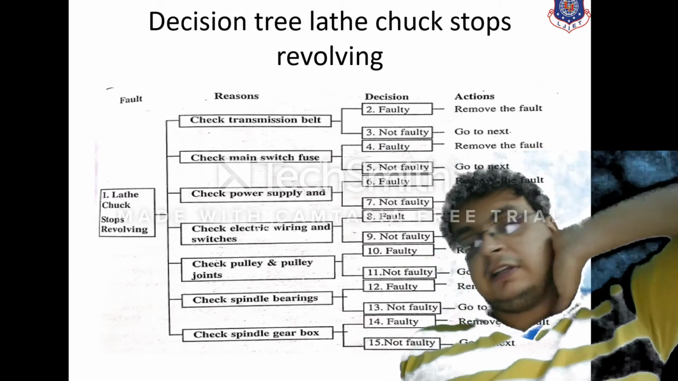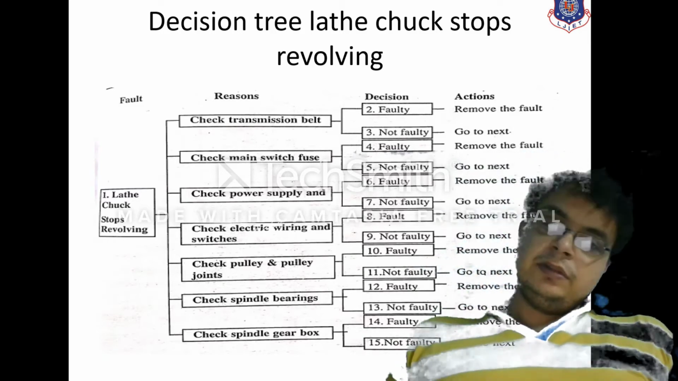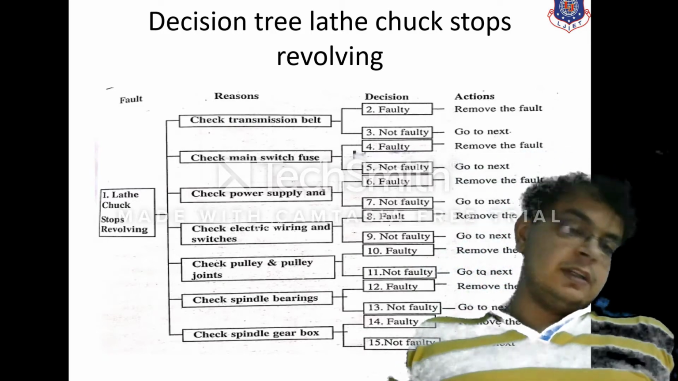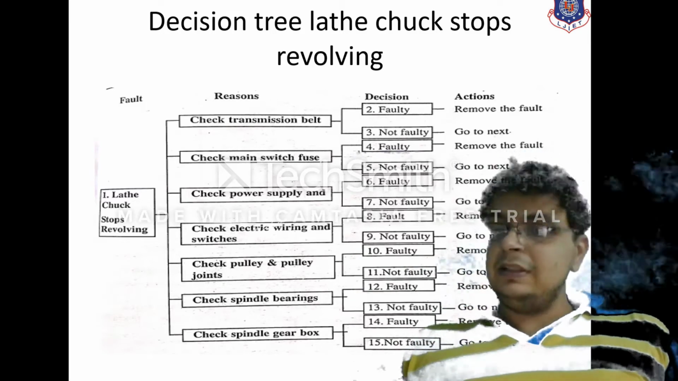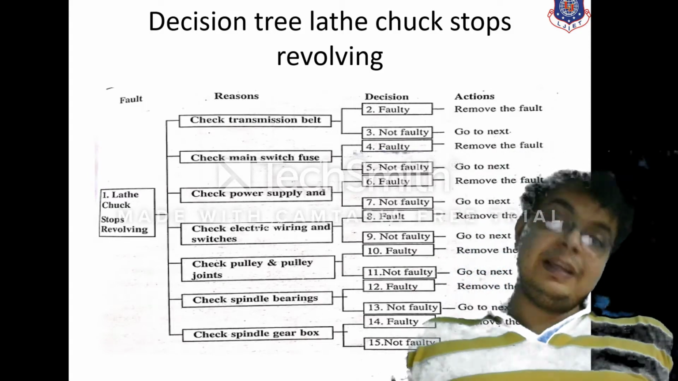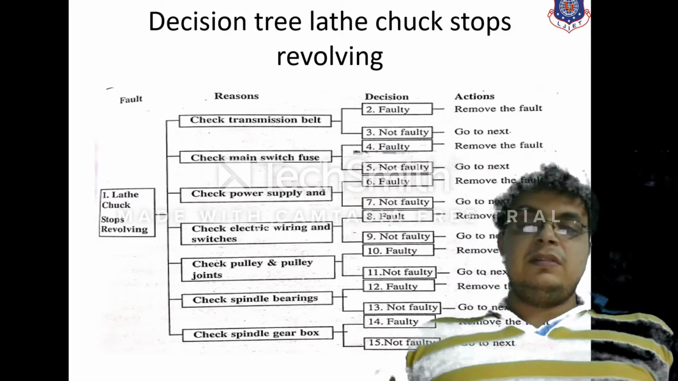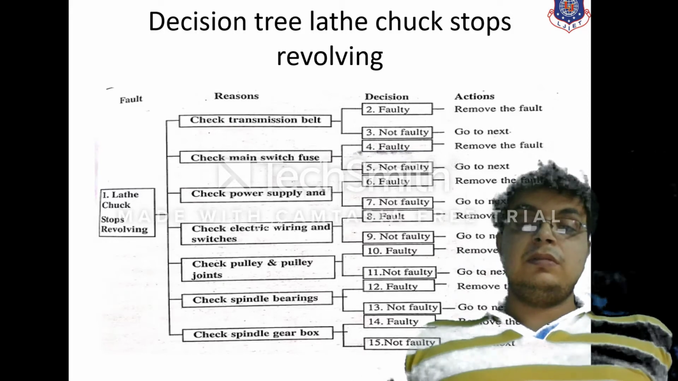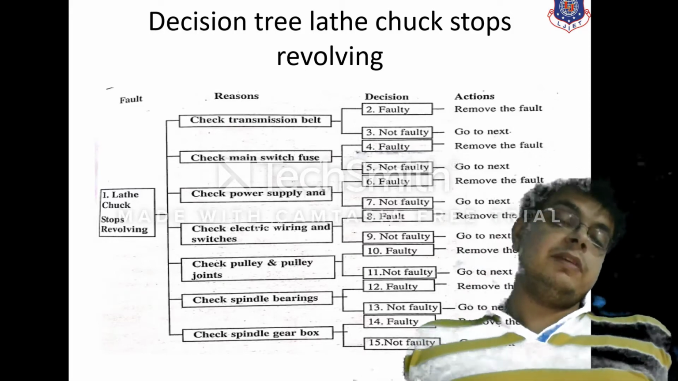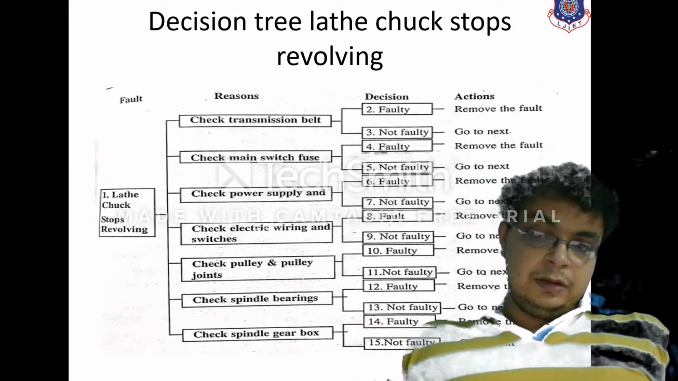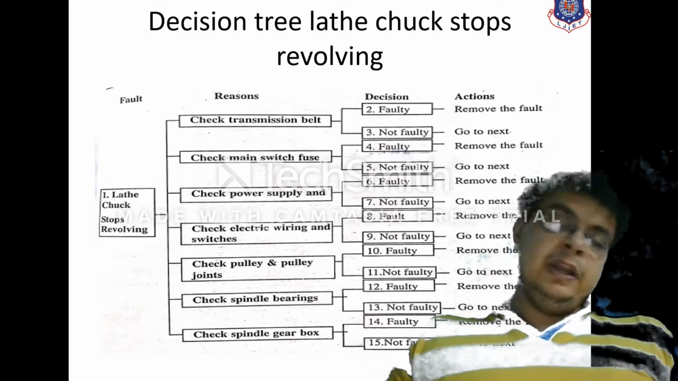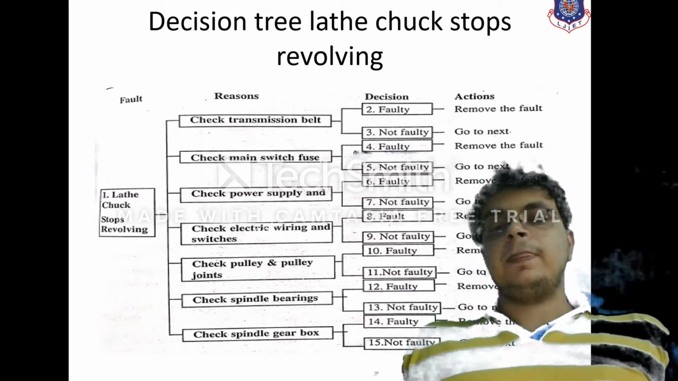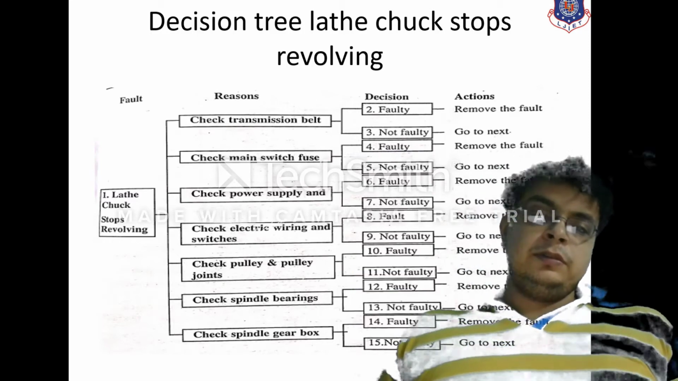We have to check for the electric wiring and switches. So it should be checked for faulty and non-faulty. If it is faulty, then the action should be, sorry, for faulty we have to write that remove that fault. If it's not faulty, then we have to go to the next fault.